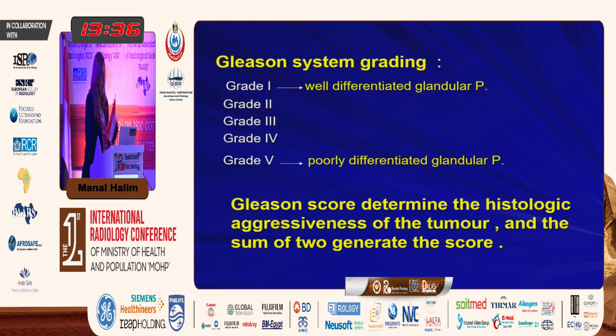The Gleason grading system depends on the microscopic picture of the glandular pattern of the tumor. It starts from grade 1, well-differentiated glandular pattern, till grade 5, poorly differentiated glandular pattern. While the Gleason score determines the histologic aggressiveness of the tumor and is the sum of two grades.